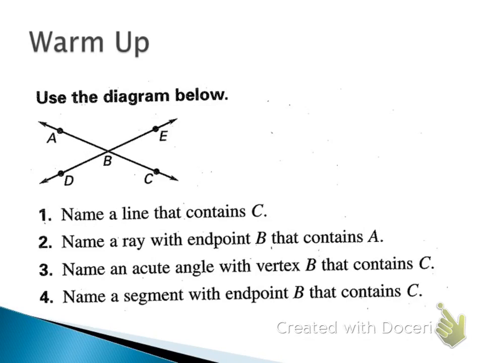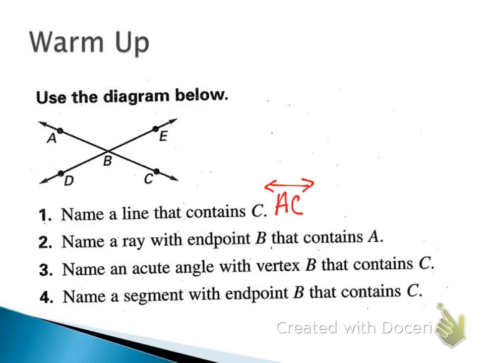Jakai. Line AC. Sure, line AC. We would write that with a line over those 2 points that we're using. That's not our only option. You could have called that line CA, line BC, line BA, AB. You have a lot of options on number 1.